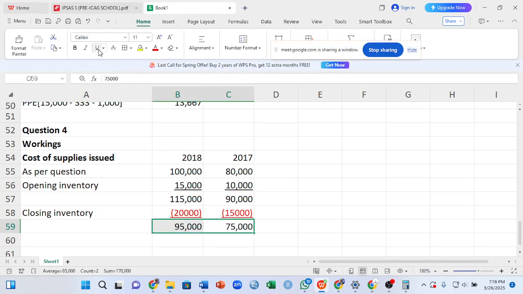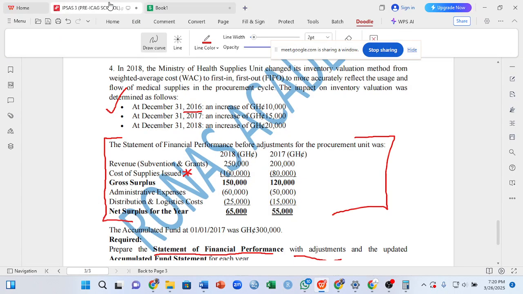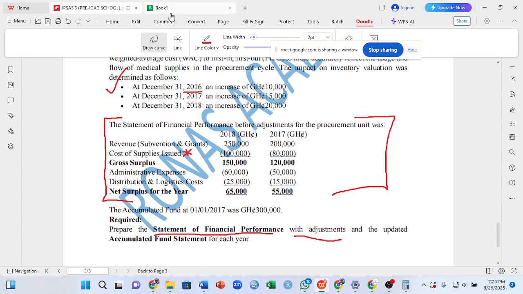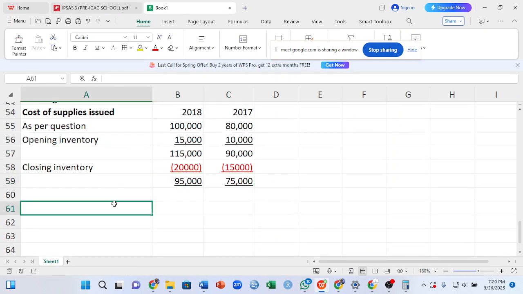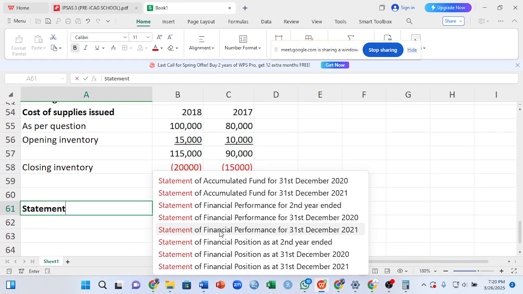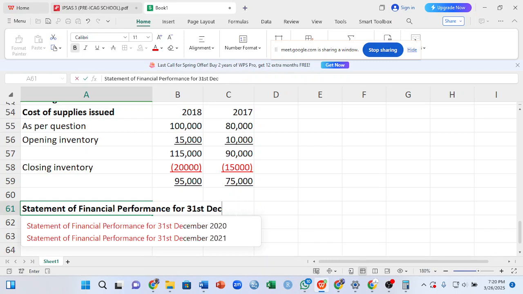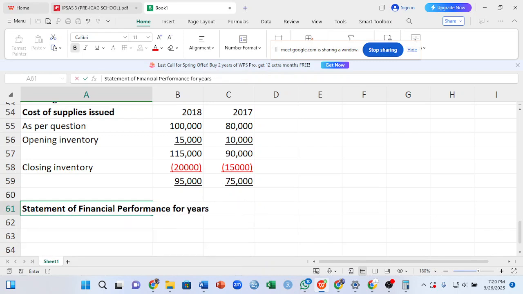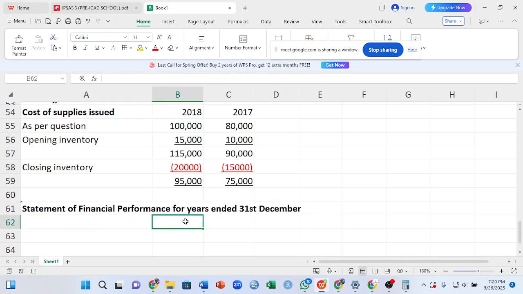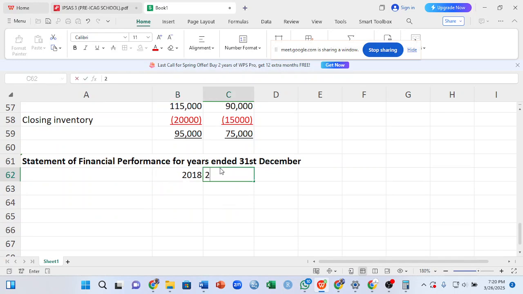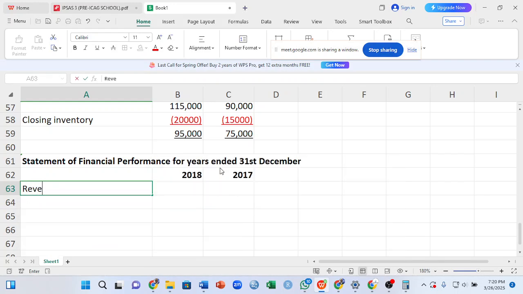Okay, so when we are done, we'll prepare the new financial statement again. So we just have to prepare statement of financial performance for the years ended 31st December. Then we bring the respective year here, 2018, following how the question did it. So 2018 and then 2017. They brought revenue first, so we bring our revenue.